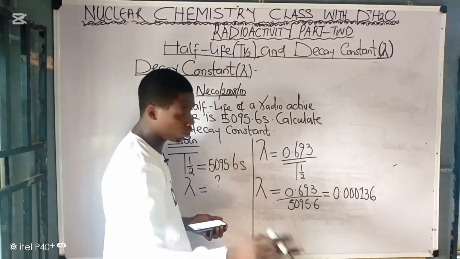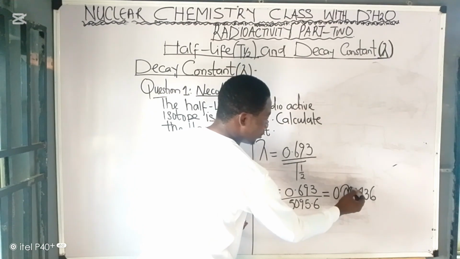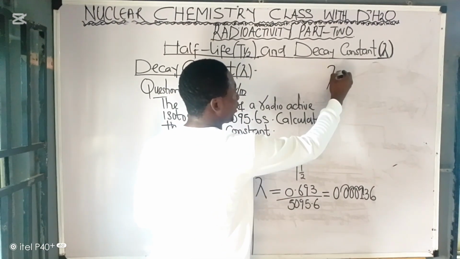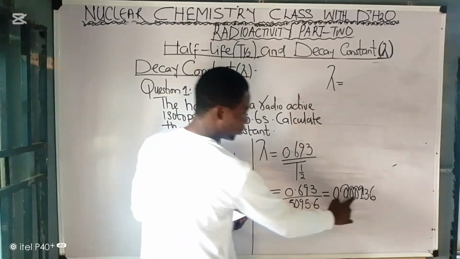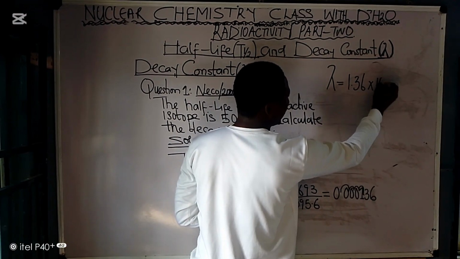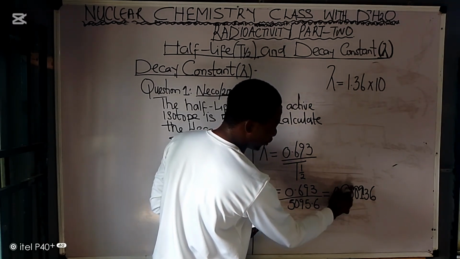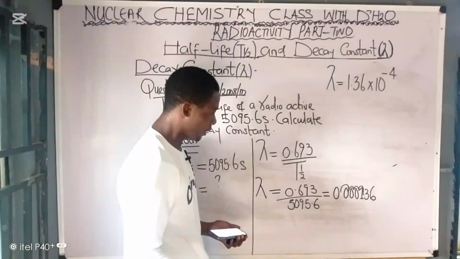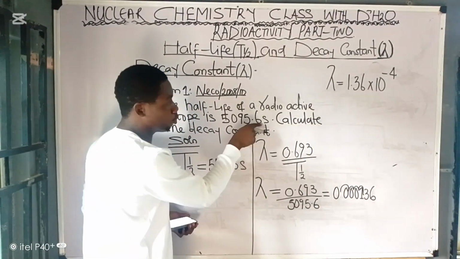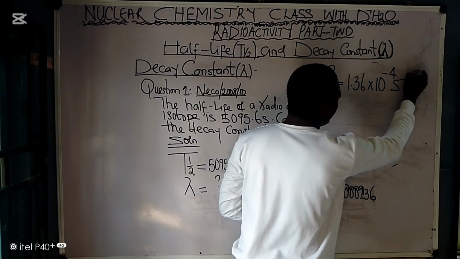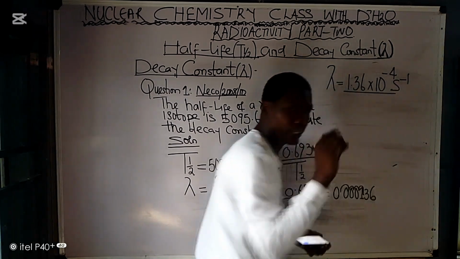Okay, if we take it into standard form, you have 1, 2, 3, 4. So you eventually have decay constant equals 1.36 times 10, don't forget we have moved our decimal 4 times, raised to the power of -4. Now, since your half-life is given to us in seconds, it means that the decay constant is per second. So this is your decay constant.